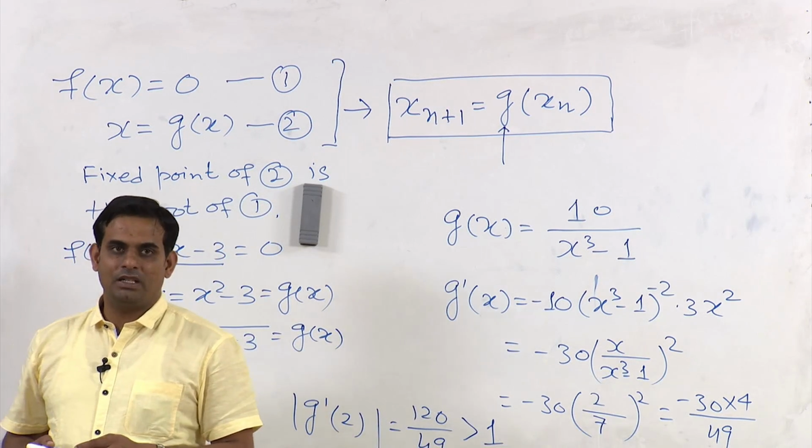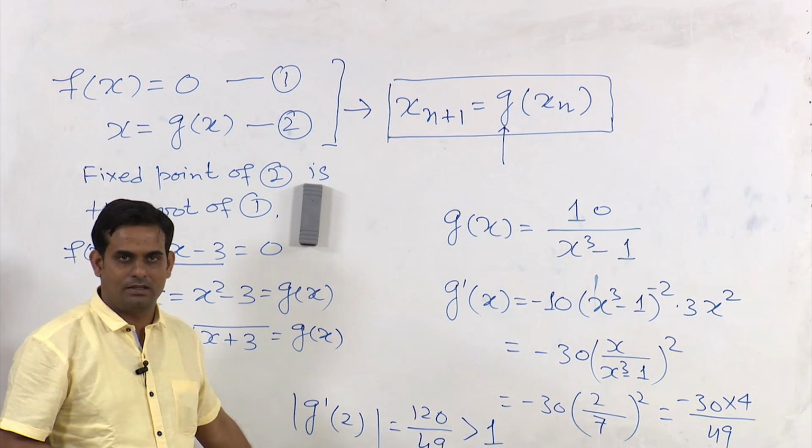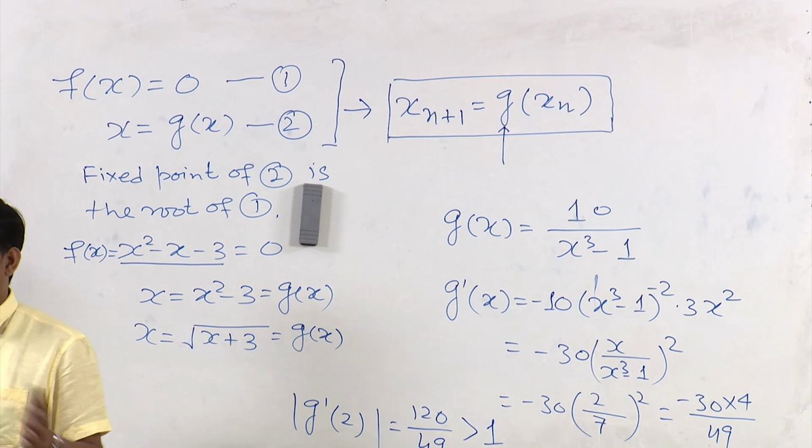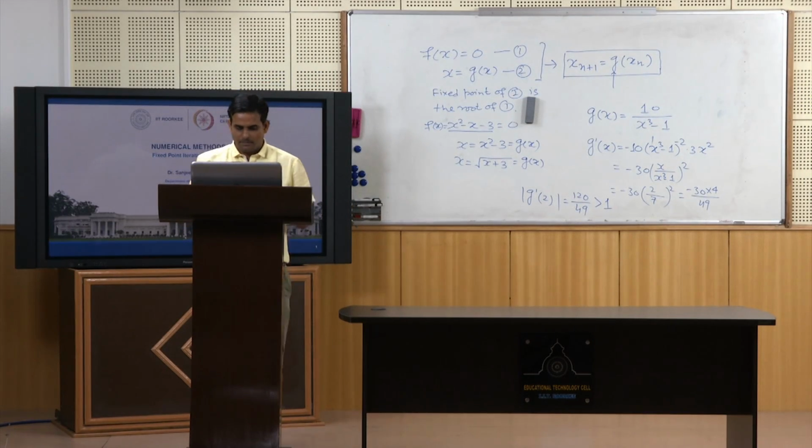So, this choice of g does not fulfill the requirement of the convergence, and hence we are getting such a behavior of the iterative scheme that it is not going to converge.